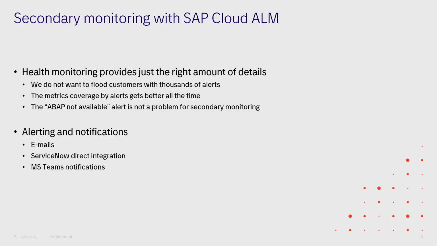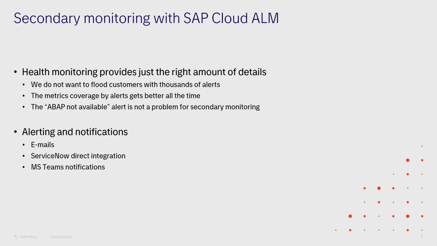And yeah, even the alerting now is completely covered. So it's getting better all the time. And for example, the metric ABAP is not available in health monitoring, but it's not a big concern for our customers because that's covered by our SAP Focused Run. And it's not usually something they need to handle or notify us about.